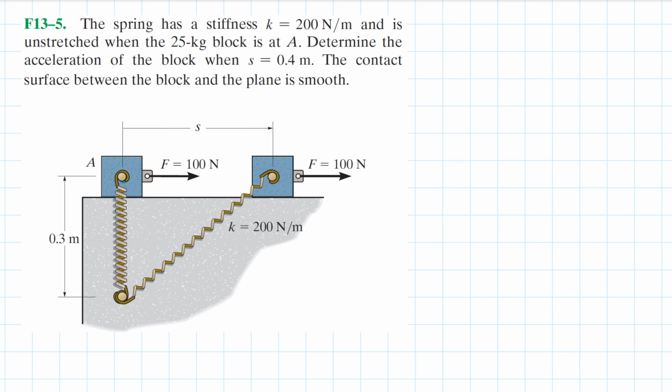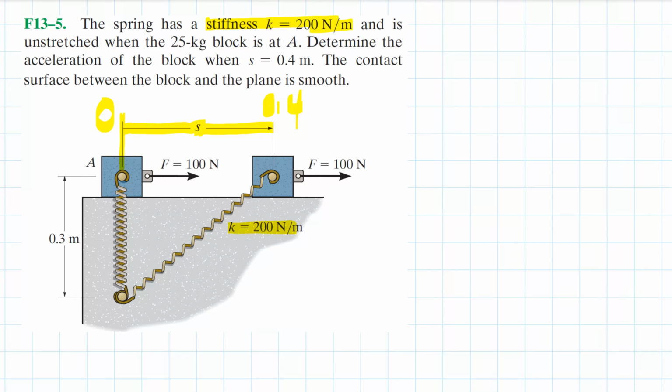In this problem, we have a spring that has a stiffness of 200 Newton per meter. So we're talking about this spring, and it is unstretched when the 25 kilogram block is at A. So A right here is unstretched, so we can consider this our zero location. Determine the acceleration of the block when S equals 0.4. So this is S. The block moved a displacement of 0.4.